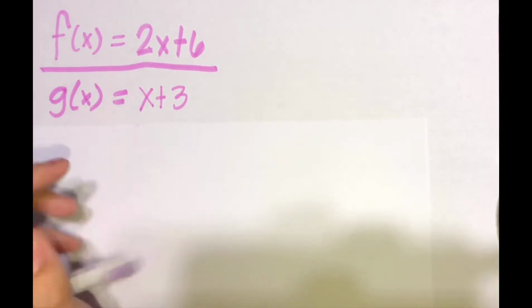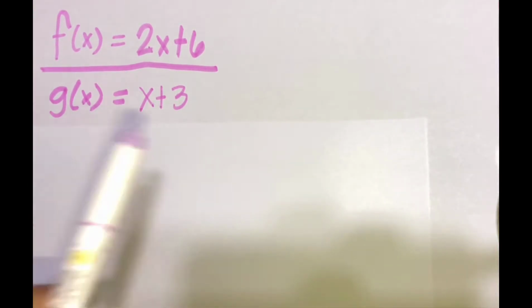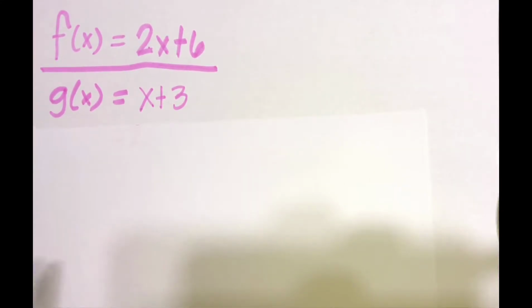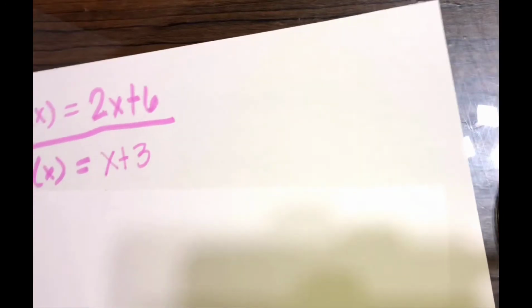For our letter D, our next operation is division. Let's find letter D, quantity of f over g of x, wherein g of x is not equals to 0. Let us substitute it first. We have here f of x, that is equals to 2x plus 6 over g of x, that is equals to x plus 3. Now, let's simplify it. 2x plus 6 divided by x plus 3 gives us the quotient of 2.